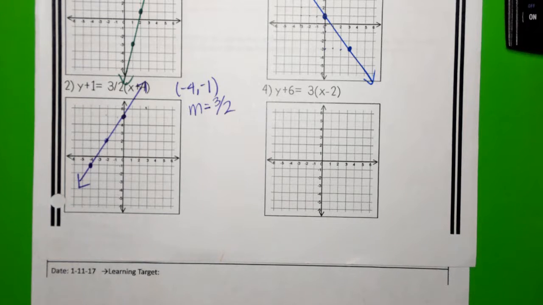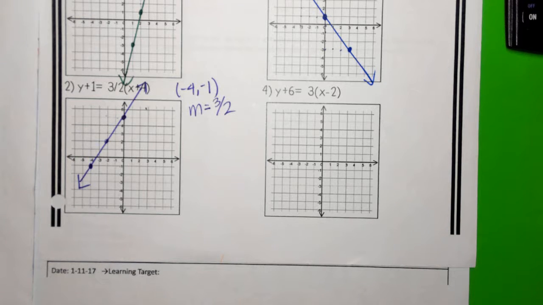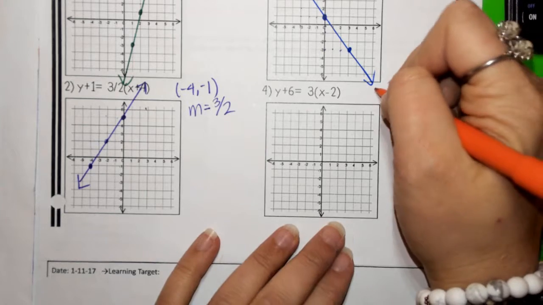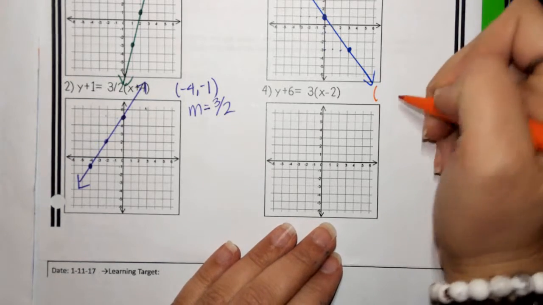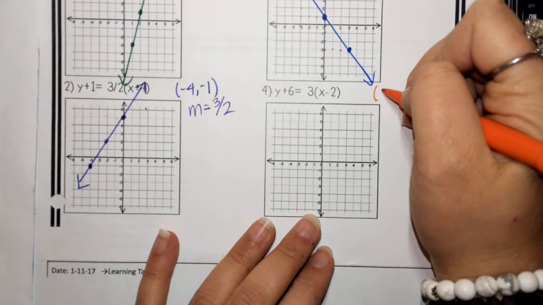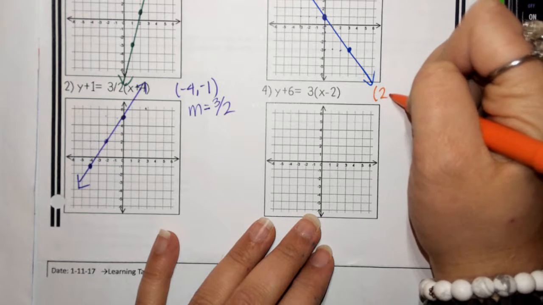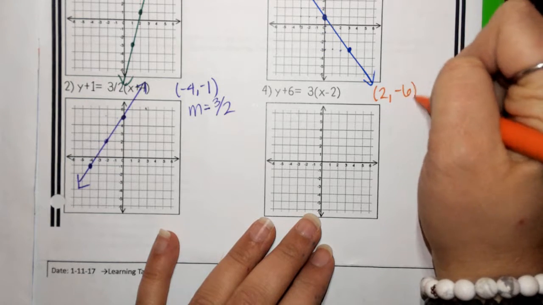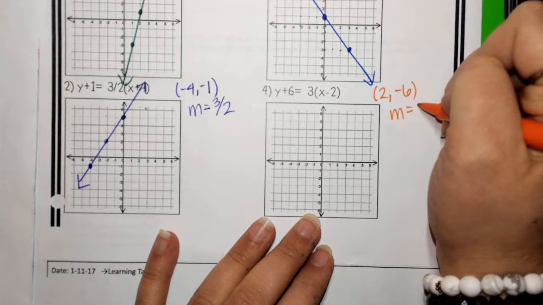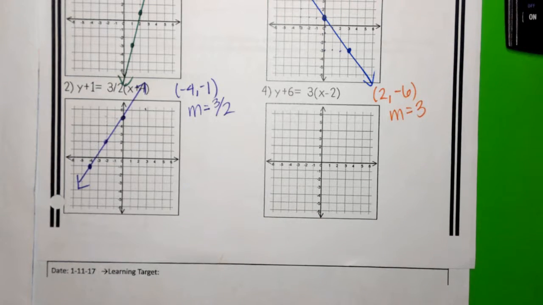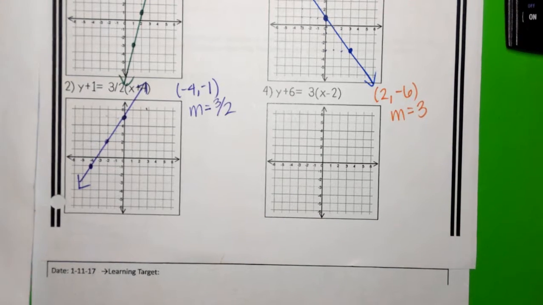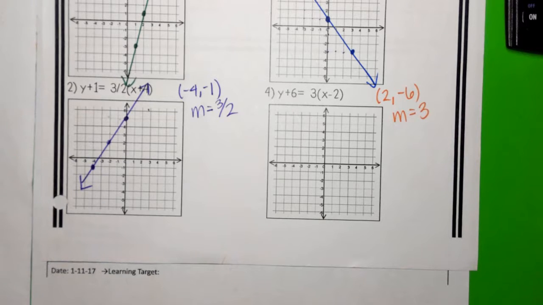All right, who thinks they can get the last one? All right, Braden. Hey, wait, you did yours this morning for homework, so that's cheating. All right, Tyreek. Tell me what the point is. +2, -6. Fantastic. And what's my slope? 3. Awesome.